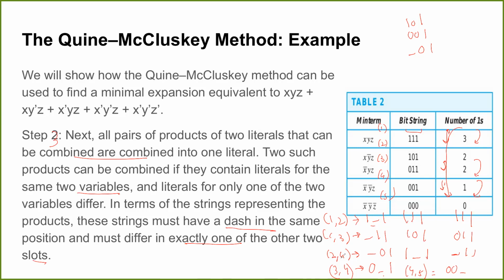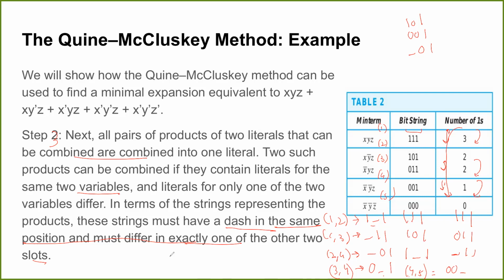Now, can you tell me out of all these, 1 2, 1 3, 2 4, 3 4, 4 5, which satisfy this condition? You should have dash in the same position, and other than dash, you should differ in exactly one variable. Can you tell me which combination satisfies this? Dash in the same position, and other than that, you differ in one variable. Can you tell me the pairs which satisfy this?